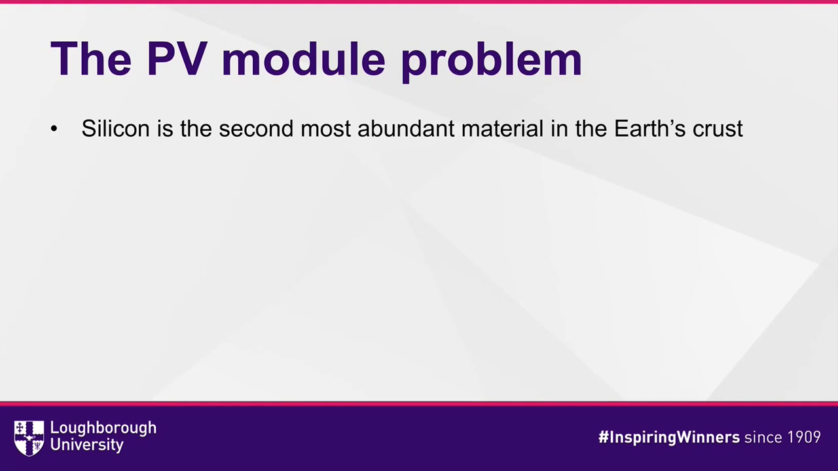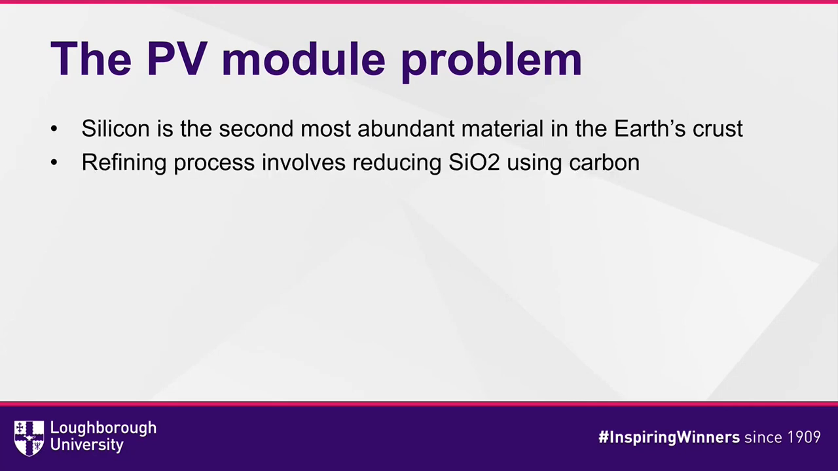Okay, so why does that matter? Well, silicon is the second most abundant material in the Earth's crust. It's not rare. So on the face of it, you might think it doesn't really matter all that much. The difficulty is that the refining process, the process of actually producing that silicon in the first place, involves the reduction of silicon dioxide using carbon. Silicon dioxide is very common. It's a very common rock forming material. It's the primary component in window glass, so we're not short of the stuff, but it's very difficult to remove the oxygen from. And as I say, that's typically done using carbon and actually usually using coal.